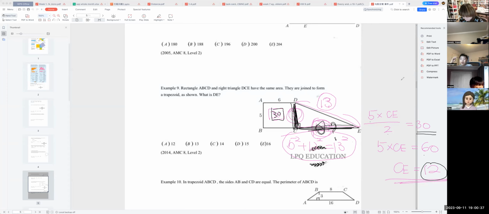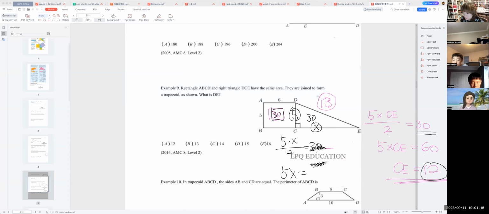I still know base times height divided by 2 is the triangle formula, but... But what? No, you need to ask me the question or else I don't know how to answer you. So do you understand CD equals 5? Yes. Okay, so we know the area of this triangle is 30. So the base is 5, and we say the height is X, okay? 5 times X divided by 2 equals 30. Do you understand this equation? Yes. Why is it like that? Because 5 is the base, X is the height, right? And divided by 2 equals 30, right? So 5X equals 60. Do you understand this one? Yes. So X equals what?